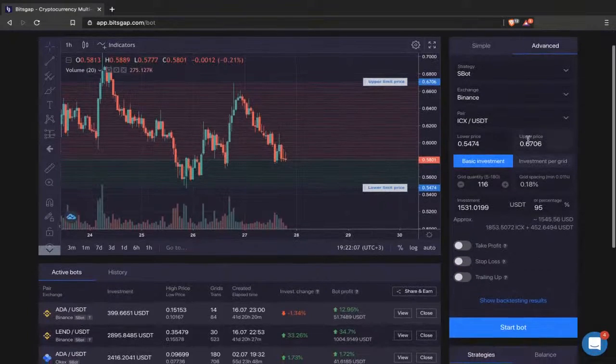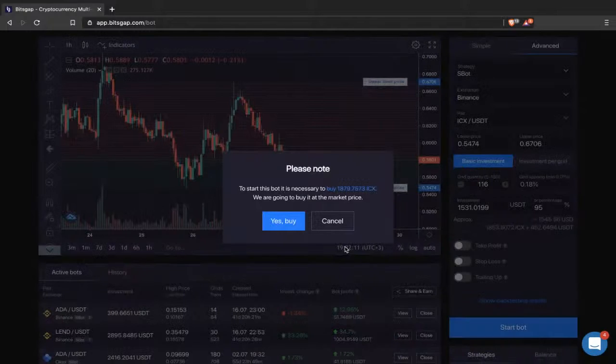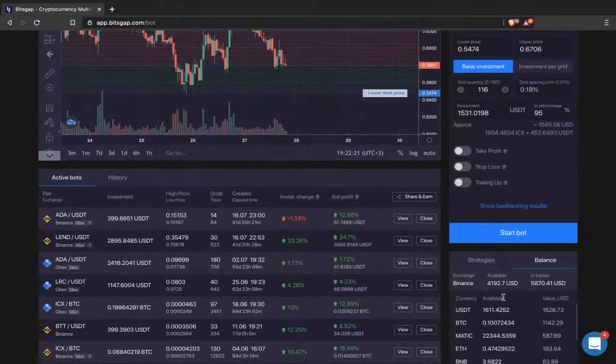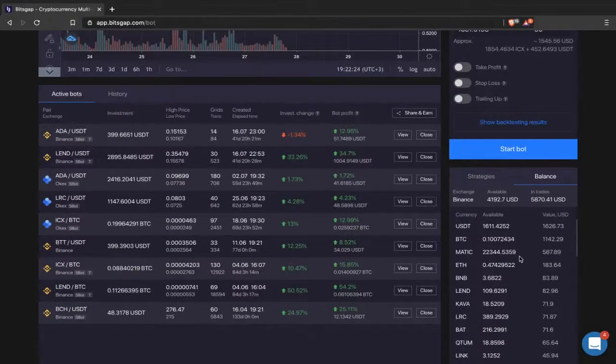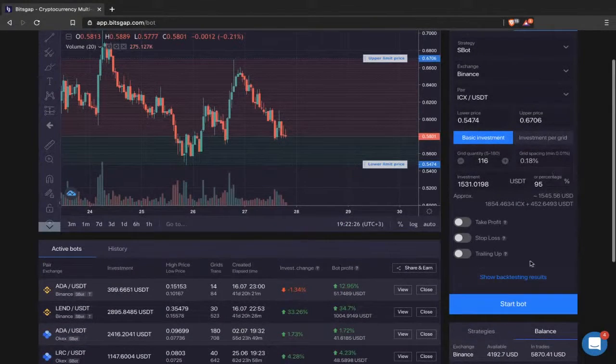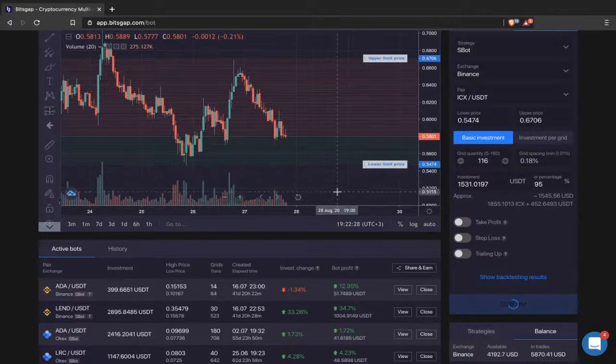Now, all we have to do is just click on start the bot. We click on start the bot and you see that the system automatically notifies us that we don't have this amount at our disposal on our balance, and here you have the balance to check if you have it. It looks like I don't have ICON, so that's why the system notifies me that I should buy it.